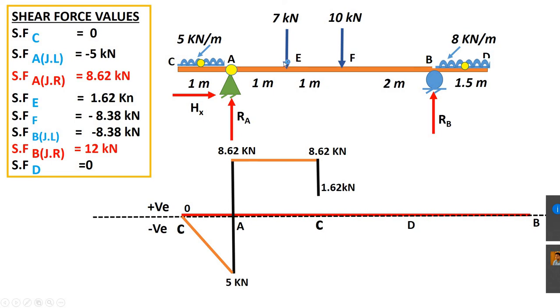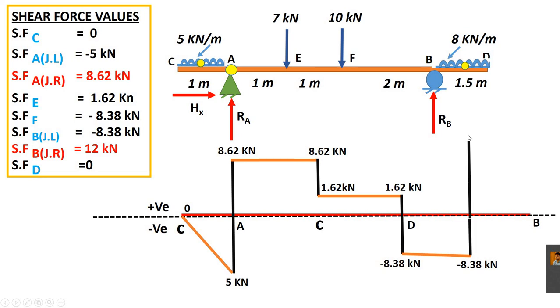Again from E to F you have these same values, okay? We don't have any other load, so constant diagram, horizontal line 1.62. Again at F we have the value minus 8.38, right? In between F to B the value is constant, minus 8.38. Again at B you have the value positive 12, right?